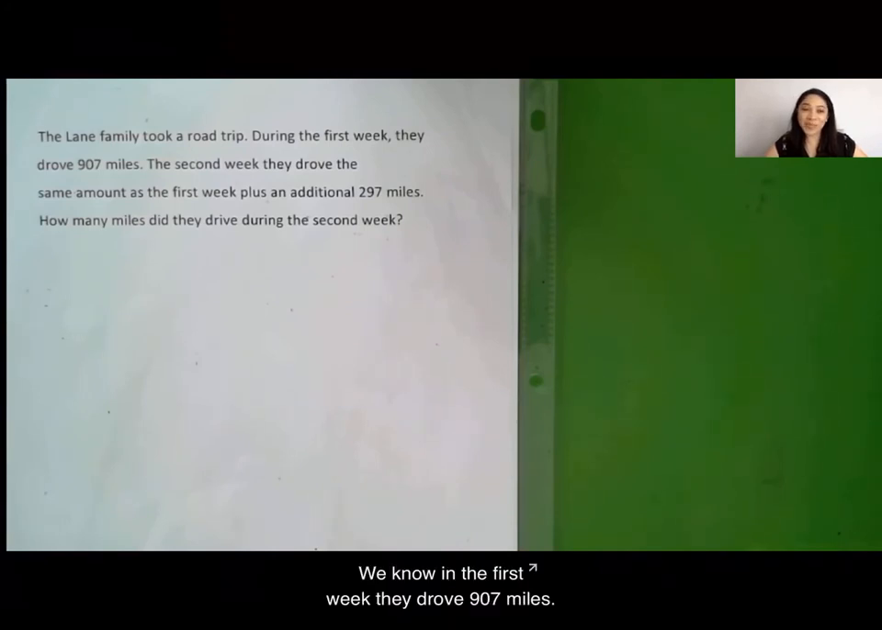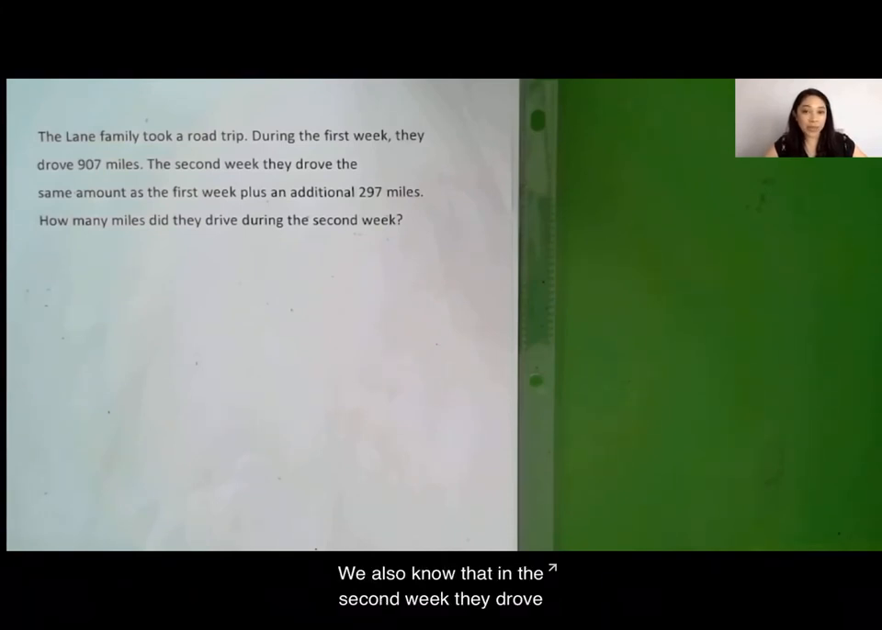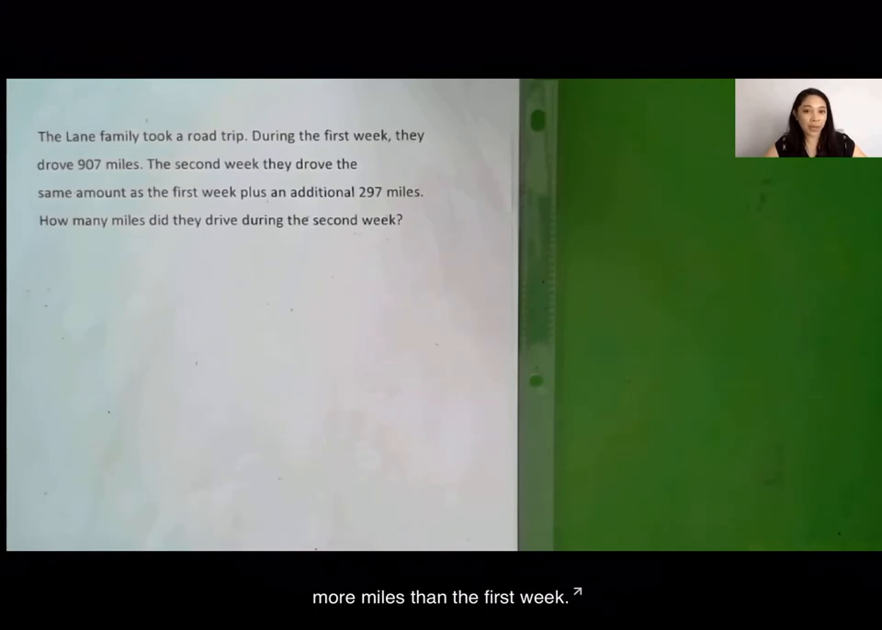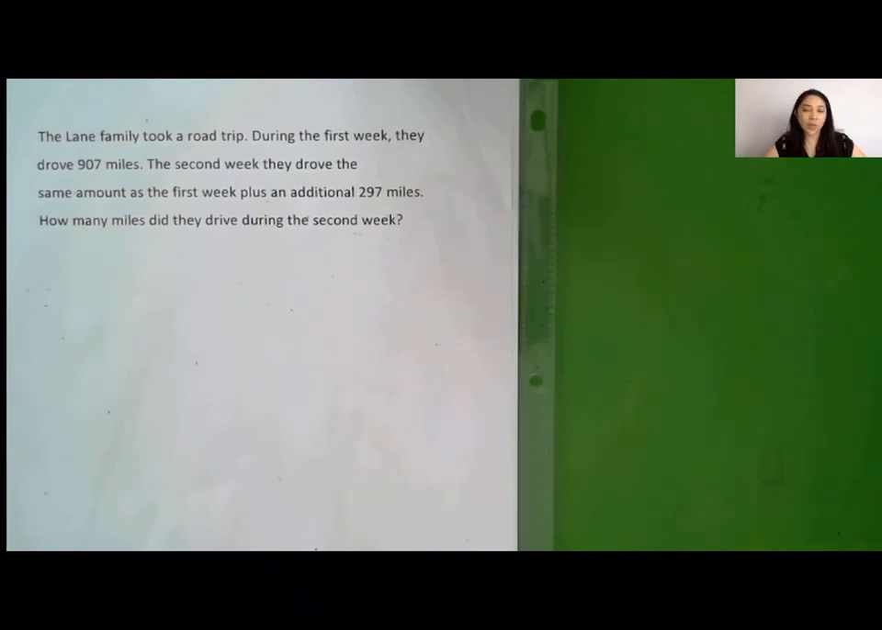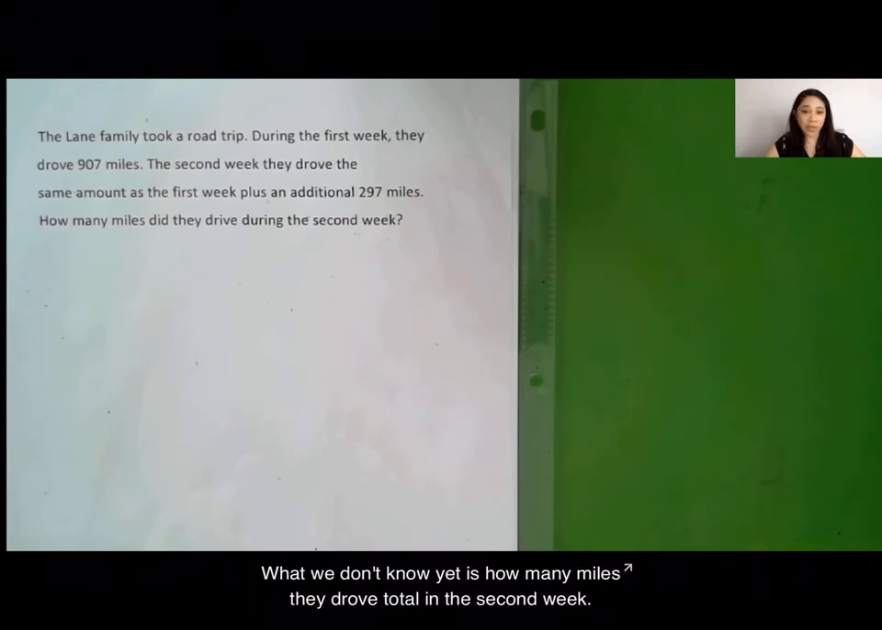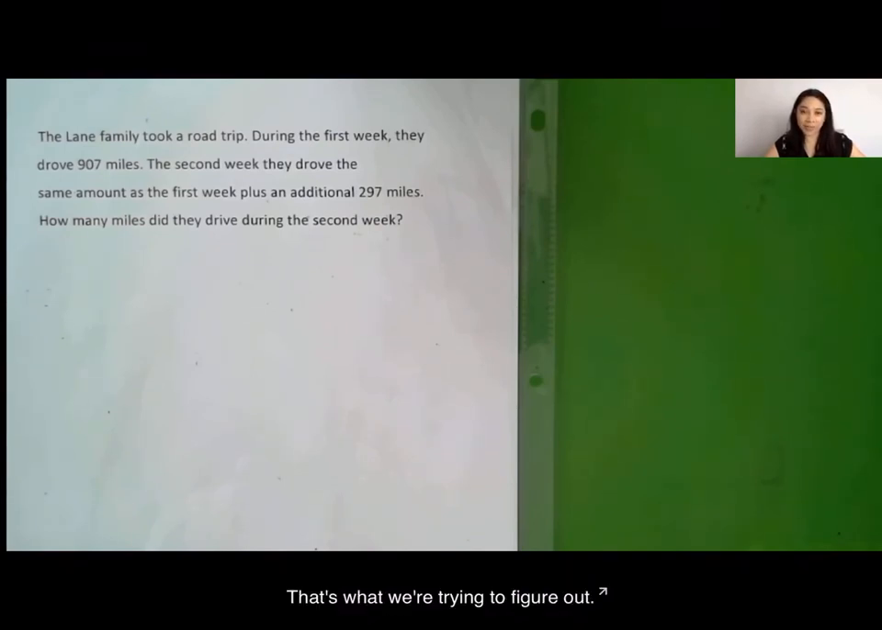We know in the first week they drove 907 miles. We also know that in the second week they drove more miles than the first week. In fact, they drove 297 more miles in week 2 than in week 1. What is our unknown in this case? What we don't know yet is how many miles they drove total in the second week. That's what we're trying to figure out.